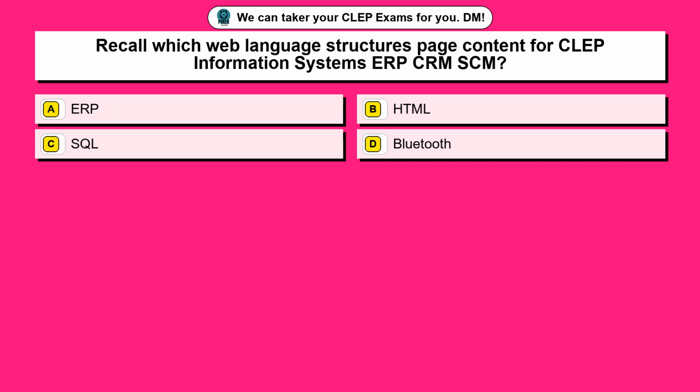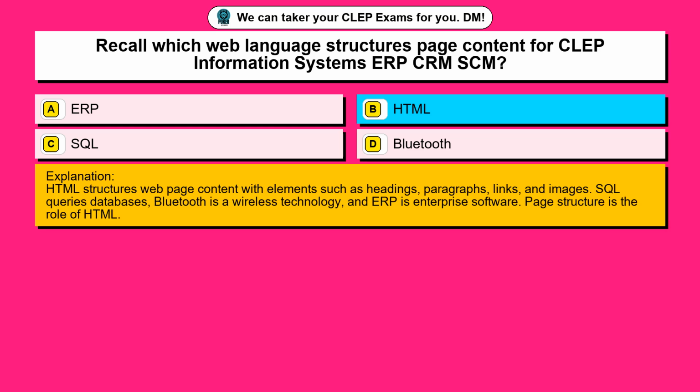Question 34. Recall which web language structures page content for CLEP Information Systems ERP CRM SCM. Option A. ERP. Option B. HTML. Option C. SQL. Option D. Bluetooth. The correct answer is option B. HTML. HTML structures web page content with elements such as headings, paragraphs, links, and images. SQL queries databases. Bluetooth is a wireless technology and ERP is enterprise software. Page structure is the role of HTML.